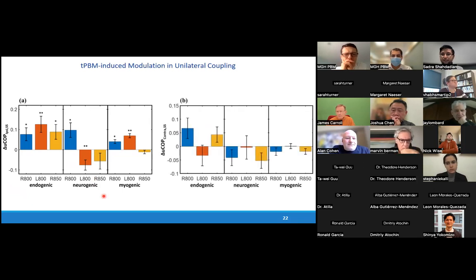On the other hand, for the unilateral coupling on the contralateral side to the stimulation, we don't see any significant changes in this coupling between hemodynamics and metabolism. So again, this slide and these results show that the effect of all three stimulations is mainly local. It means that the physiological effects on the hemodynamics and metabolism are not that significant on the other side.